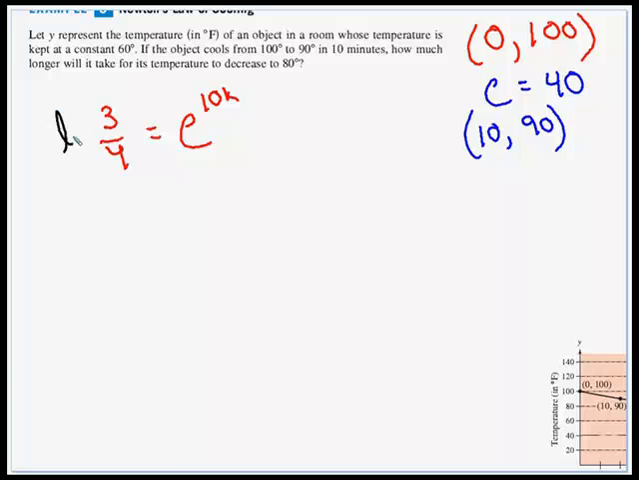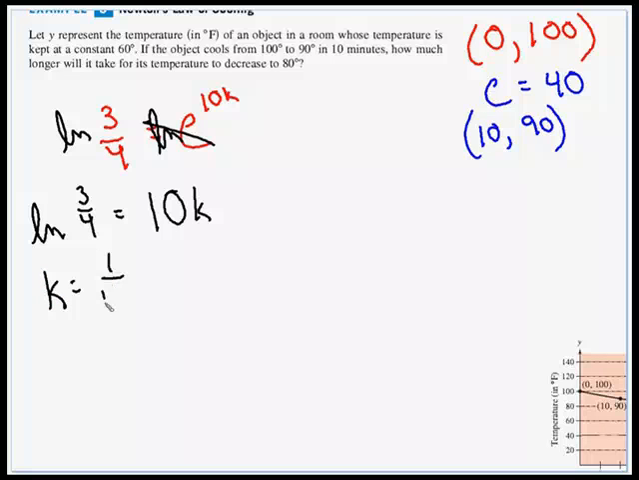So when we natural log, we're going to have the ln of 3/4, which is just a number, and the ln of base e cancels, and we have 10k. And then we divide by 10 or multiply by a tenth. So we're going to have k equals, and that looks better, maybe a 1/10 ln of 3/4. Or you could do ln of 3/4 all divided by 10 in your handy calculator. That is approximately negative 0.02877.